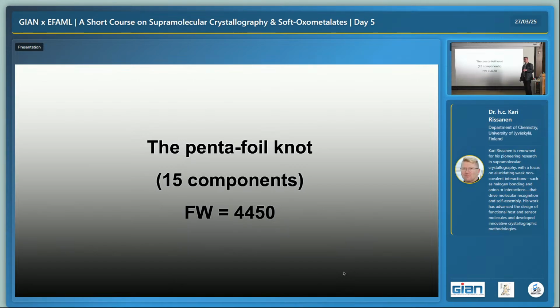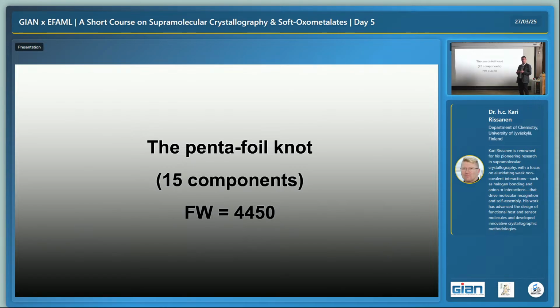And now, can we do an even more complicated thing? That's the reason. Hopefully my trousers will stay, hopefully. I need this for that. So the point in there is, can we make a knot on a molecule?